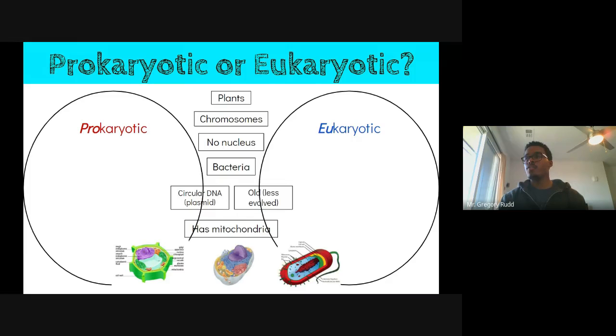So what we have here are two buckets. The bucket on the left is for prokaryotic terms. The bucket on the right is for eukaryotic terms. Let's see if we can place these terms and pictures into their correct bucket.